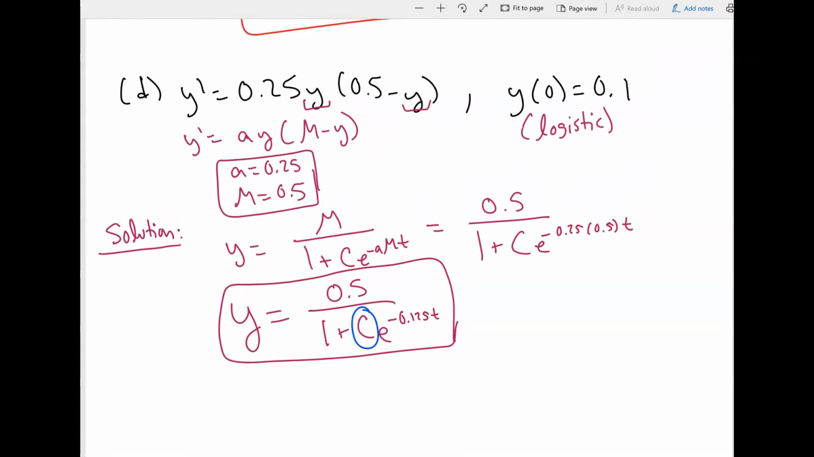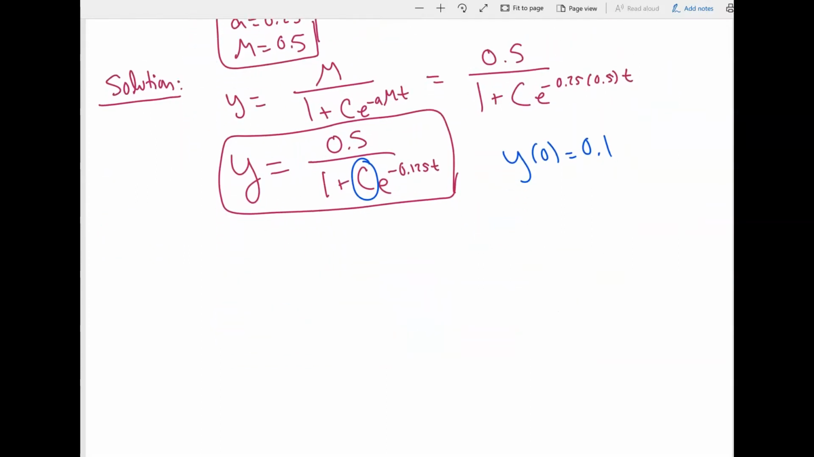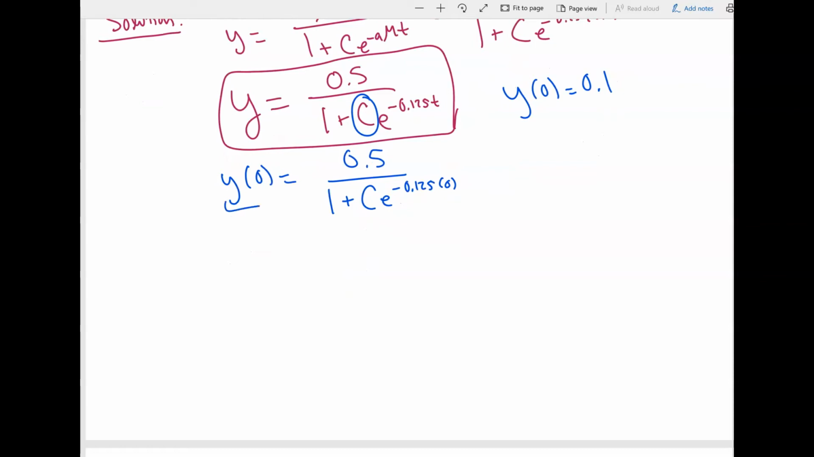Well, something that they've given me is the initial condition. We know that y(0) = 0.1. So I'm going to plug in 0 into the t. This is just equal to 0.1 = 0.5 / (1 + c). e to the 0 is just going to be 1, so you just have a 1 there.